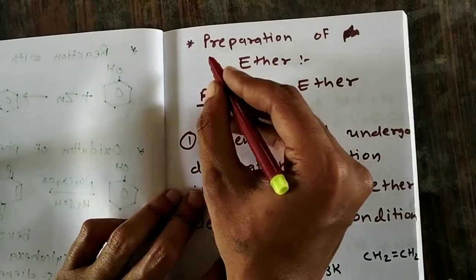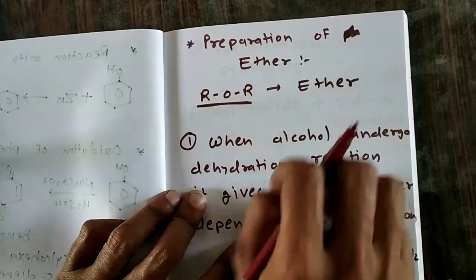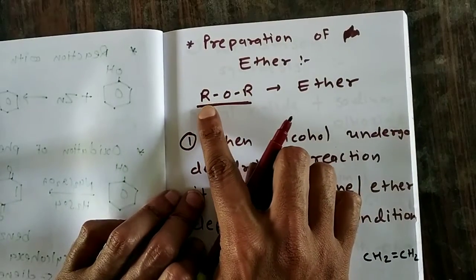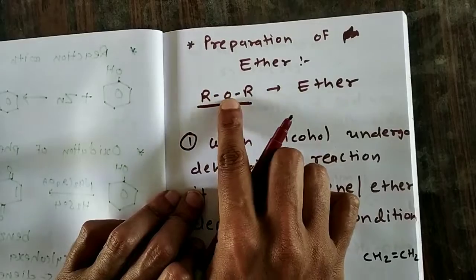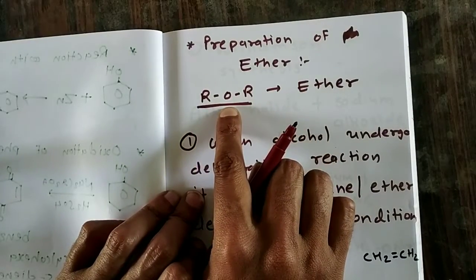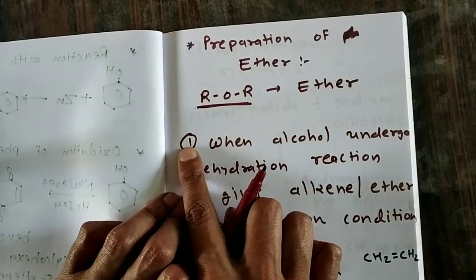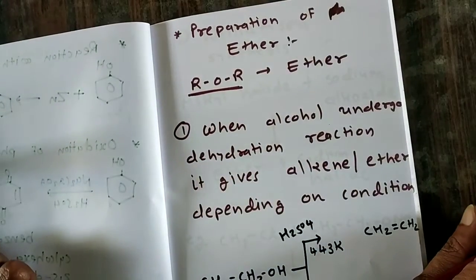So here I am going to discuss preparation of ether. Now what is ether group? So ether group is ROR, means between two carbon chains there will be oxygen. That is called ether group. Now how will you prepare this group?